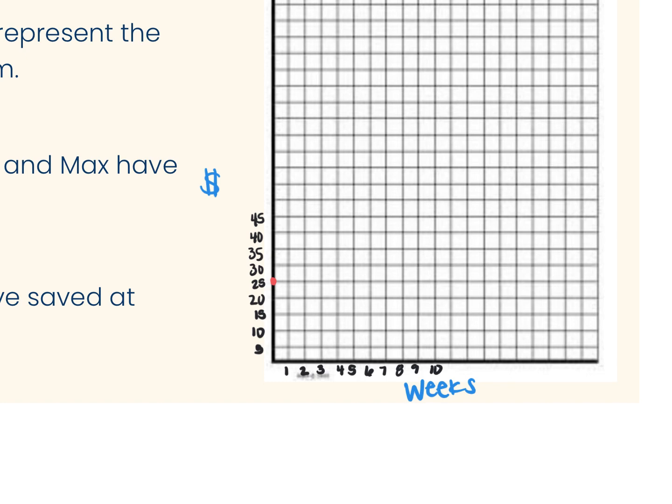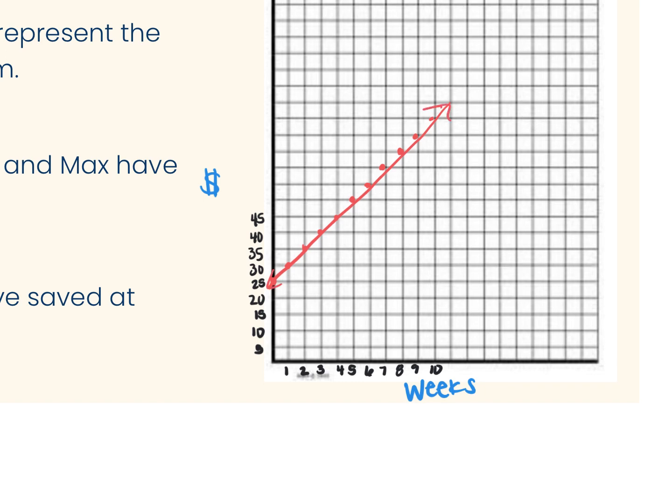And if I'm saving $5 per week, notice that they're all going up by 1. So I'm going to go up 1, which is really 5. From 25 to the next line is 30. So I went up 5 and then over 1. And then I'm going to go up 5, over 1, up 5, over 1, and just keep doing that. You have a lot of room on this graph, so you don't have to go all the way up, but just get enough so you have a nice line going there.